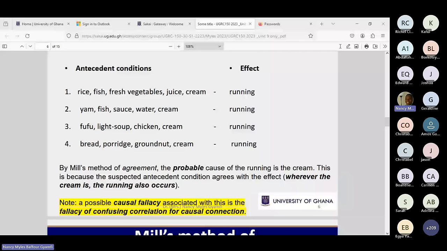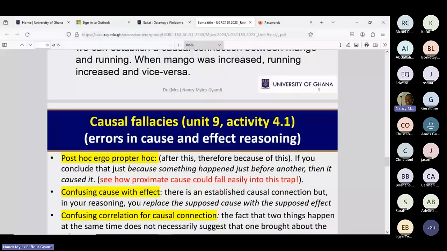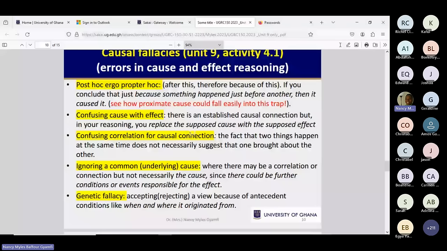That is why you have to look out for that and not think that because they agree, therefore you have necessarily established a causal connection. It might not be a causal connection. It might just be a correlation. Joshua, please read the example on that. So I'll go and show you that fallacy as well, and we come and finish up. On my screen now, confusing correlation for causal connection is the third fallacy.